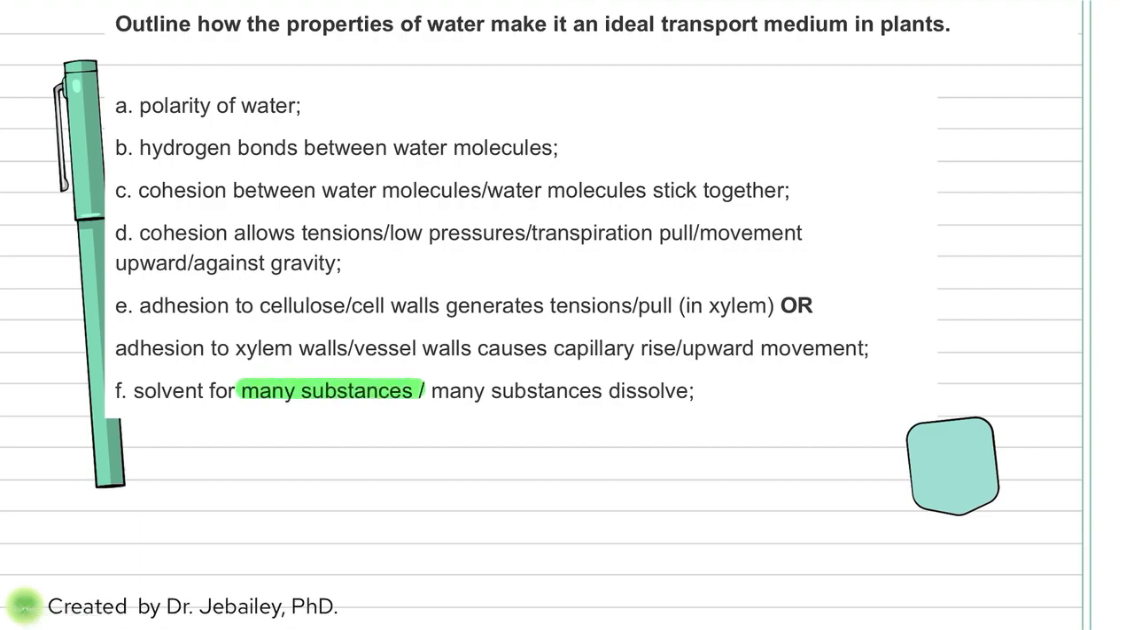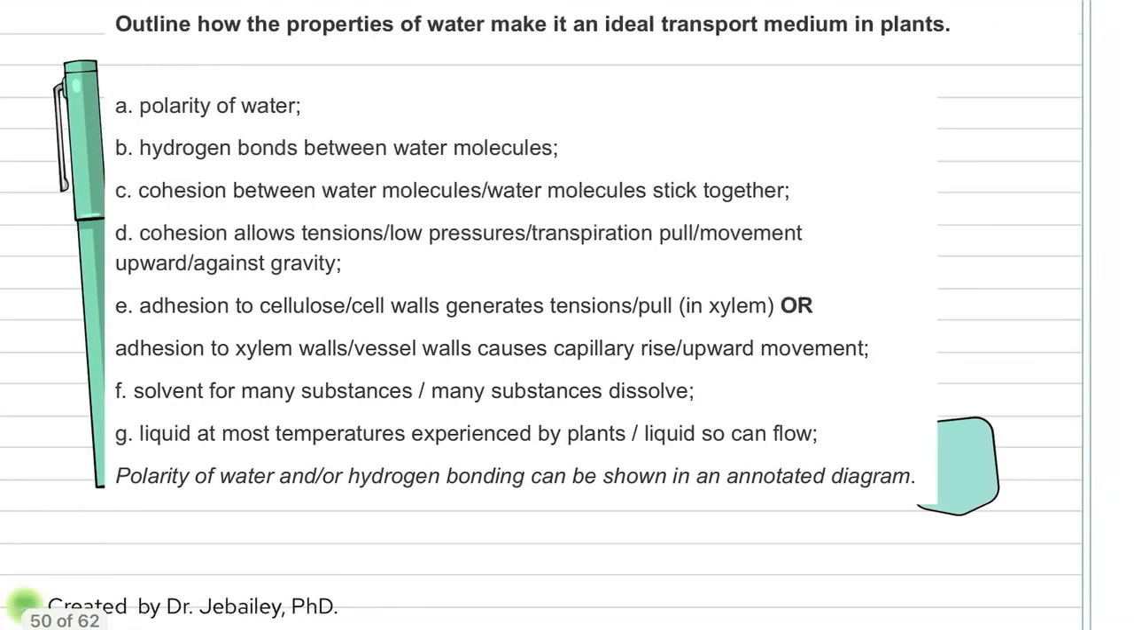Solvent from any substance dissolve. This is just basically saying that water is a universal solvent and is allowing many substances that are charged to dissolve in it. Liquid at most temperatures experienced by plants. Basically, this is just saying that most of the time, the water inside the plant will be liquid, it will not be frozen.